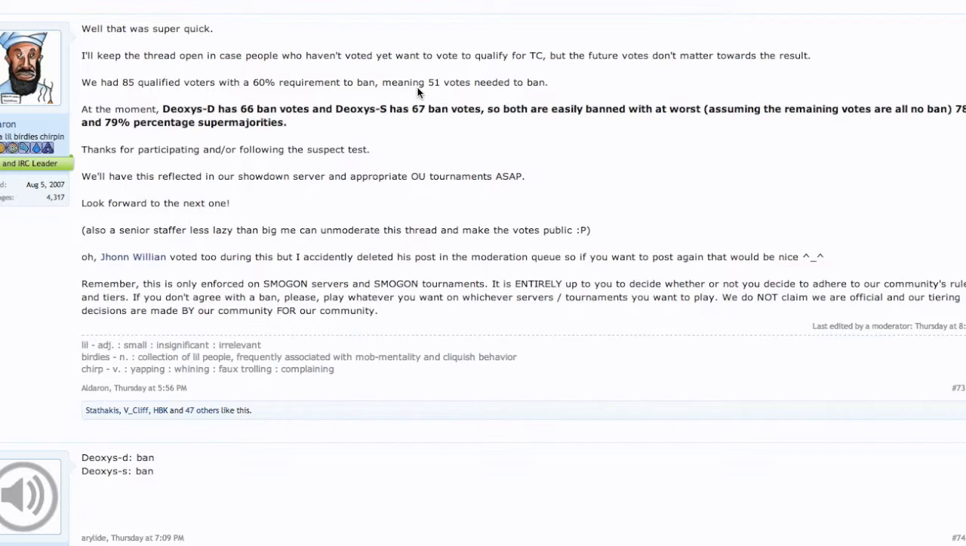But now I want to talk a little bit about how it's going to impact the metagame. I'm going to break it down by both Deoxys-D and Deoxys-S. So we'll start with Deoxys-D. Obviously, with the ban of Deoxys-D, there's going to be a whole lot less hyper offense running around, which some people will say is a good thing. Some people will say it's a bad thing.